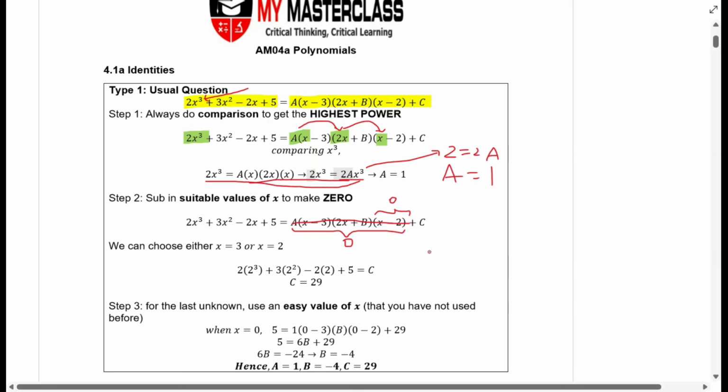And then of course, when you sub x equals to 2 on the right hand side, you also have to sub it in to your left hand side. So you sub x equals to 2, calculate the left hand side, and then right hand side is just equals to c. So now you have your c equals to 29.